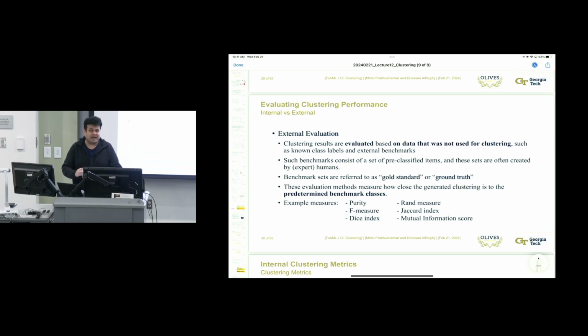So based on that assumption that you have access to a small amount of ground truth, you have something called external evaluation techniques, and this is evaluated based on data that was not used for clustering, such as known classes and external benchmarks. External benchmarks, again, will have their own ground truths, but essentially you have access to these class labels during your evaluation framework. That is the difference between your external and internal clustering evaluation.